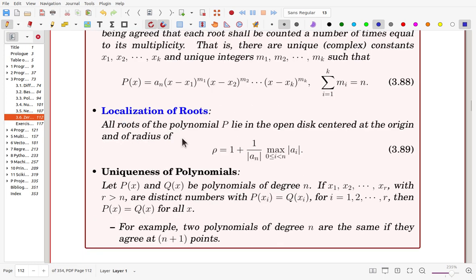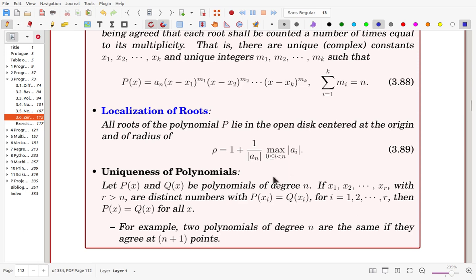Localization of roots. All roots of the polynomial p lie in the open disk centered at the origin and of radius rho, that is, 1 plus 1 over the absolute value of the leading coefficient times the maximum of the other coefficients in modulus. So once we try to get roots by using iterative algorithms, we can initialize the roots inside this disk so that we can get better convergence.